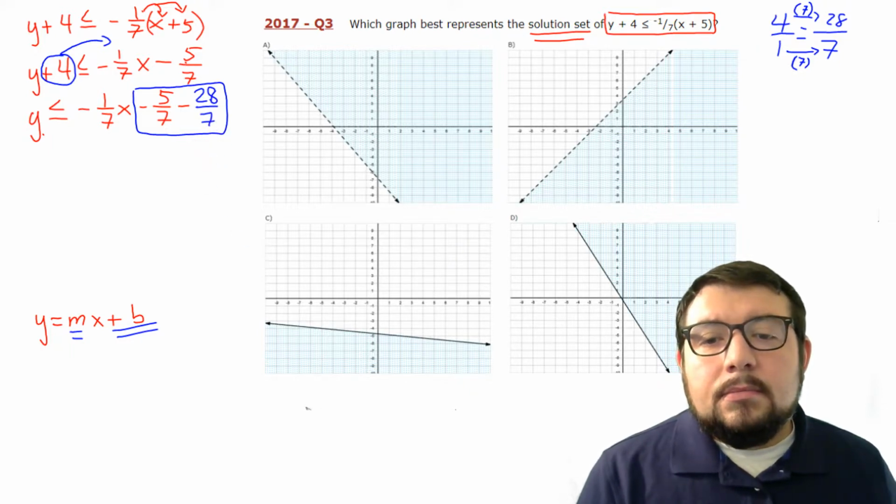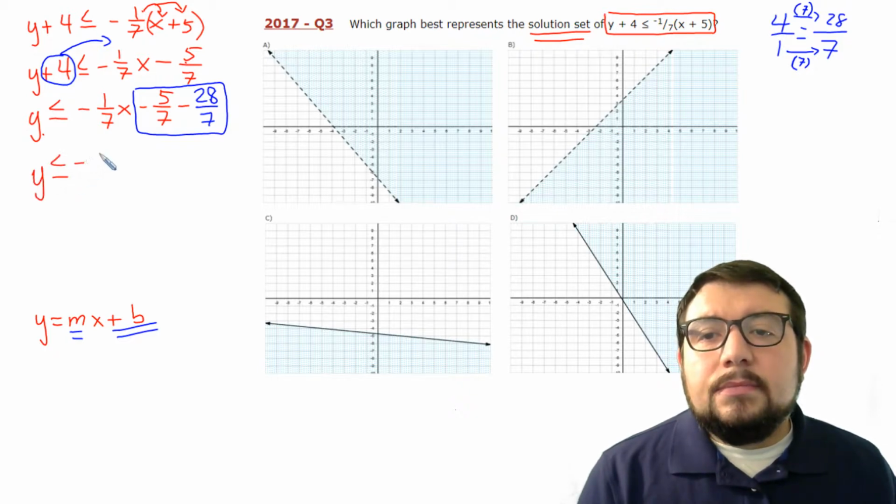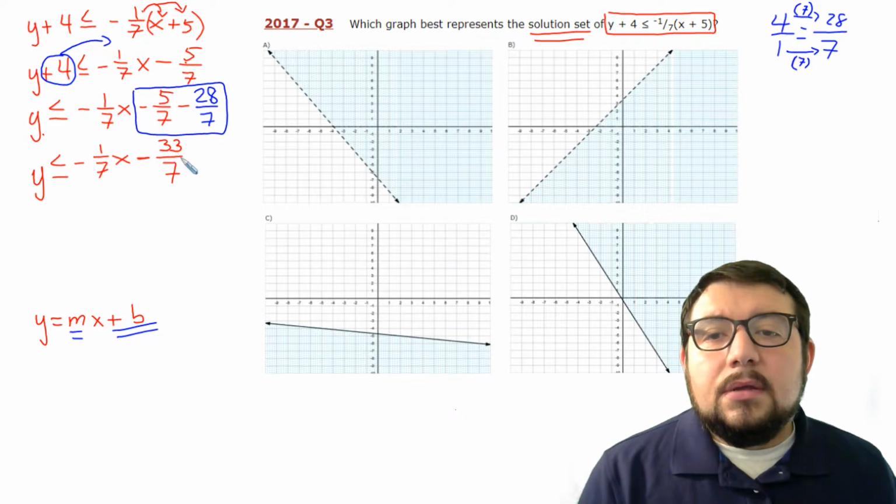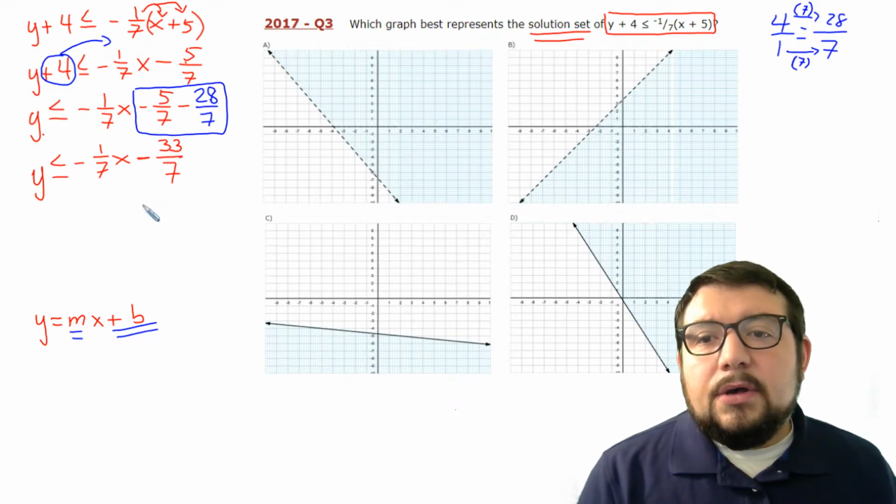Okay. And now I just need to simplify. Y less than or equal to negative 1/7 x. Okay, well, I can see that this is negative and this is negative. So my final answer is definitely going to be negative. I can see that the denominator is definitely going to be 7. And negative 5 minus 28 would be negative. I already put the negative sign. So that would be 33. Okay. So there we go.